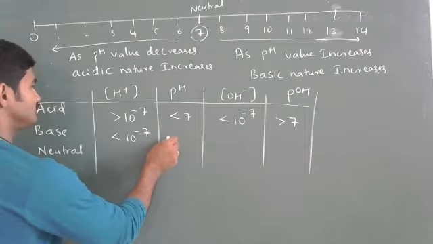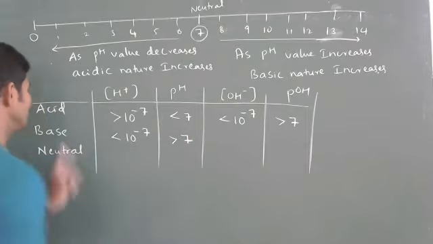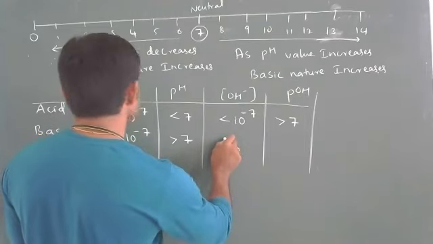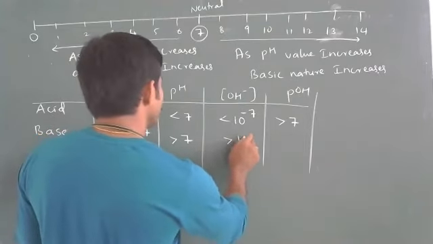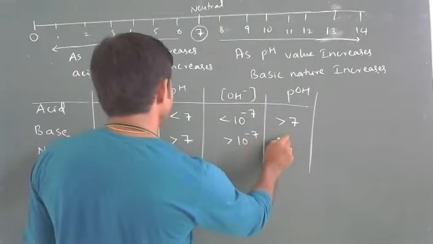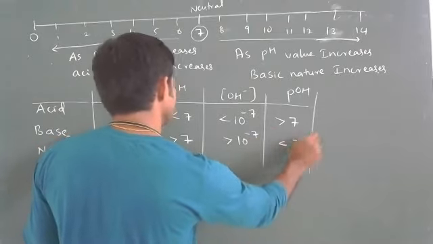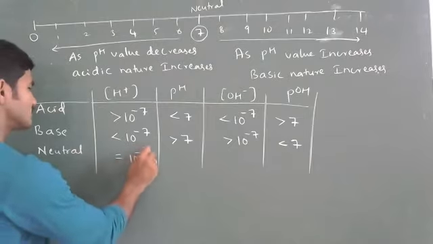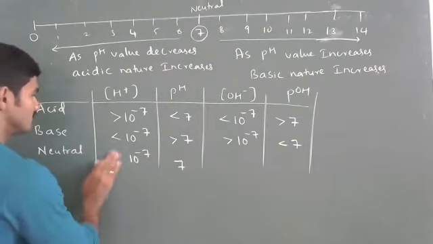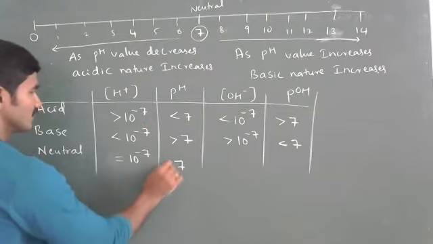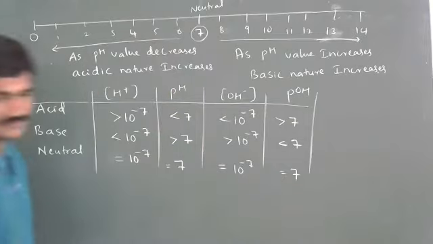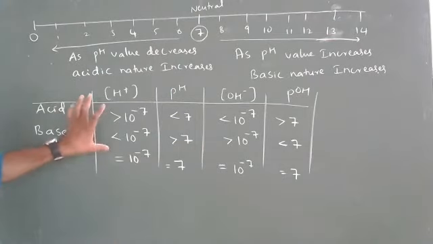For bases, the pH value should be greater than 7. For OH minus ion concentration, we can write greater than 10 power minus 7, and the pOH should be less than 7. For neutral, H plus concentration is equal to 10 power minus 7, pH exactly equal to 7, and OH minus also 10 power minus 7, pOH also 7. Is this table clear? If you have any doubt, ask me and I'll explain.